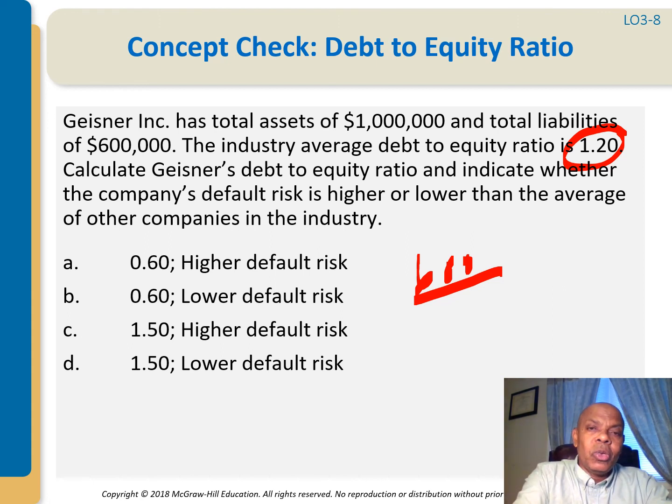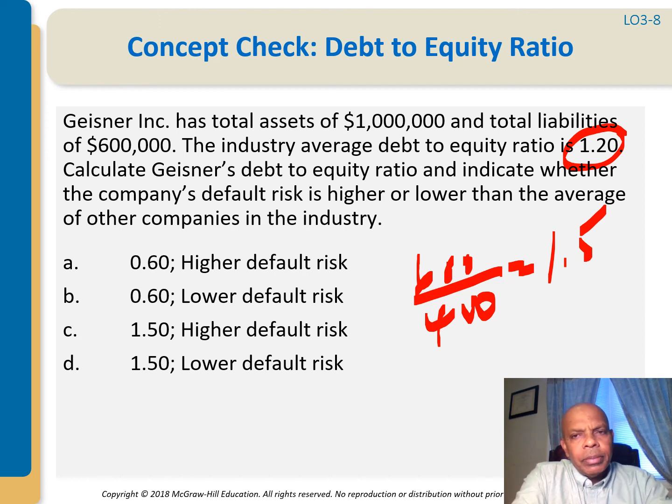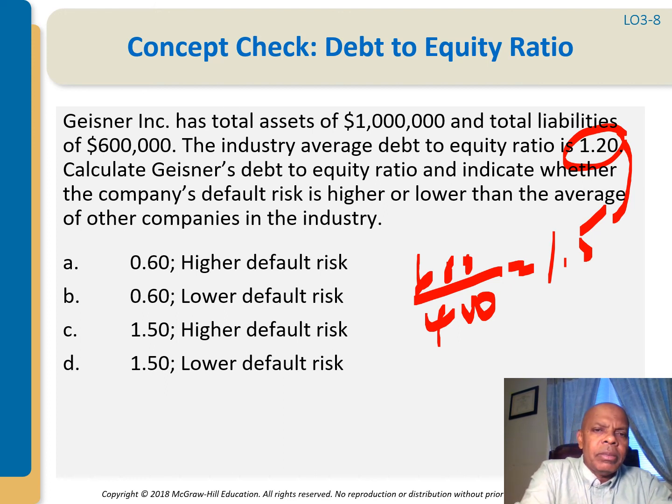$1 million is your total assets. We know liabilities plus equity gives you total assets. So this minus this gives you equity, right? 400. That's your equity. So what is the ratio? 1.5. 1.5 is greater than the industry average. What does that tell you? You have too much liability. So it is a higher risk. 1.5 is a higher risk.